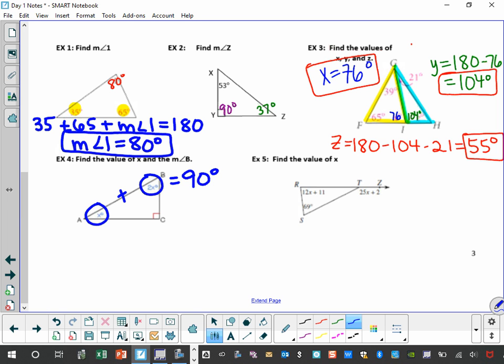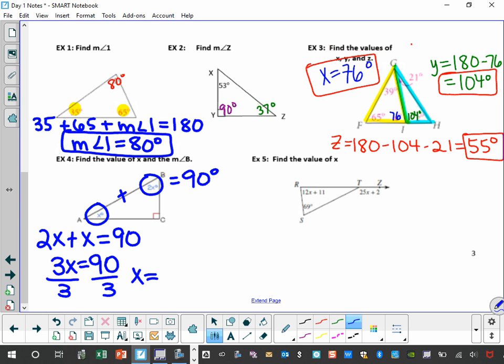So we're going to set this up. 2x plus x is equal to 90. All right, so we have 3x equals 90. How do I solve? Divide by 3. So what do we get for x? 30. Good. So that's part of our answer.